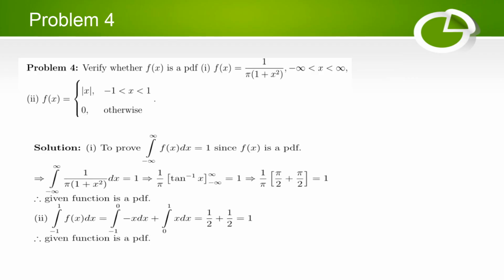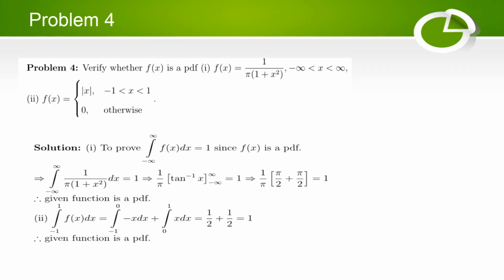Problem 4. Verify whether f of x is a PDF. f of x equals 1 divided by pi into (1 plus x squared), for minus infinity less than x less than infinity. f of x equals modulus of x, for minus 1 less than x less than 1, 0 otherwise.